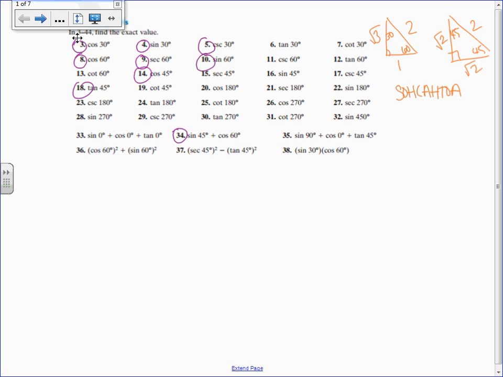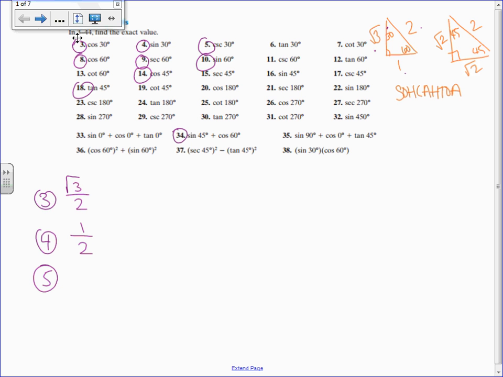So, let's start with number 3. 3 is just the cosine of 30. Well, I come over here and I look at my 30, 60, 90 triangle. I'm at 30. Cosine is A over H, adjacent over hypotenuse, it's just the square root of 3 over 2. Number 4, I'm still in that triangle. I want the sine of 30. So I look at 30, sine is opposite over hypotenuse. It is going to be 1/2.